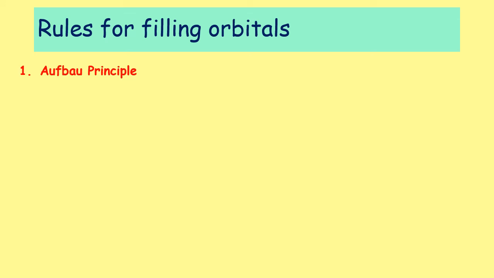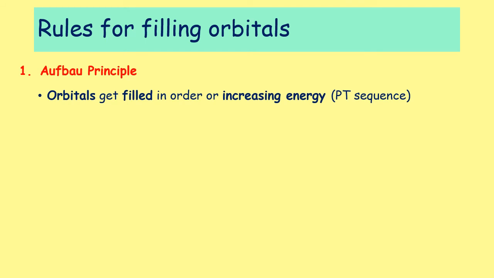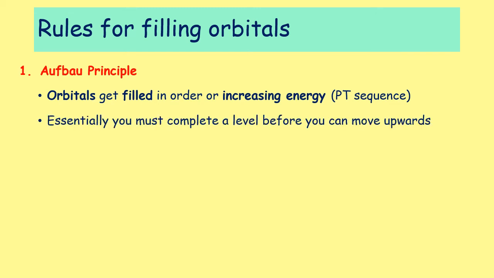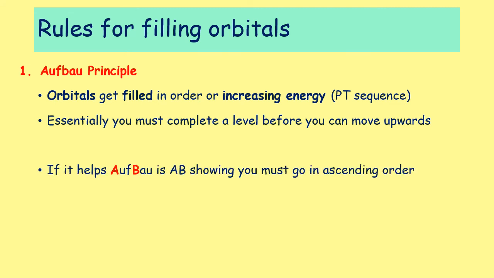The first one is the Aufbau principle. And the Aufbau principle is that orbitals are filled with electrons in order of increasing energy, basically following the sequence from the periodic table. Essentially, you must complete a level, you must fill all the orbitals of one level before you can move upward. If it helps, Aufbau is A, then B, which shows that you must go in ascending order to help you remember that the Aufbau principle is the one about the sequence, going in ascending order.